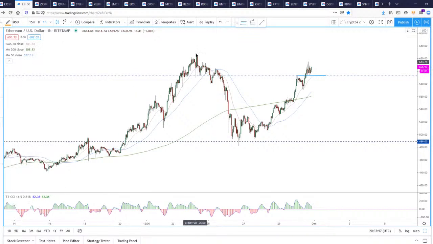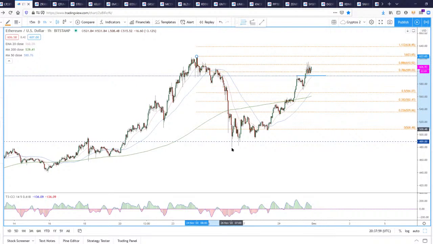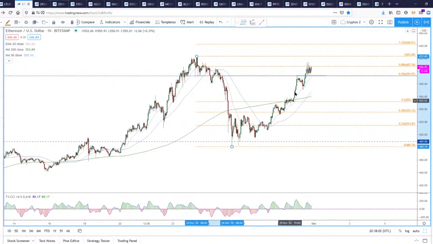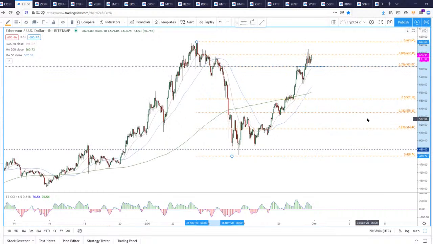So, oh God. So here, this is an 886 fib level.